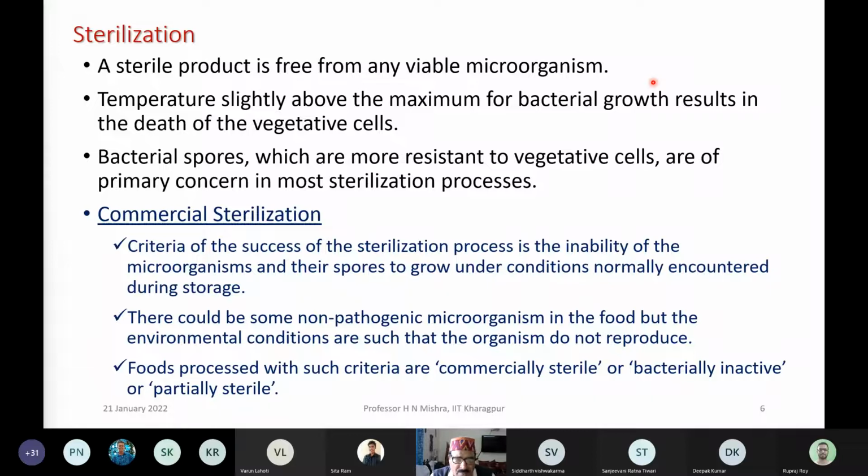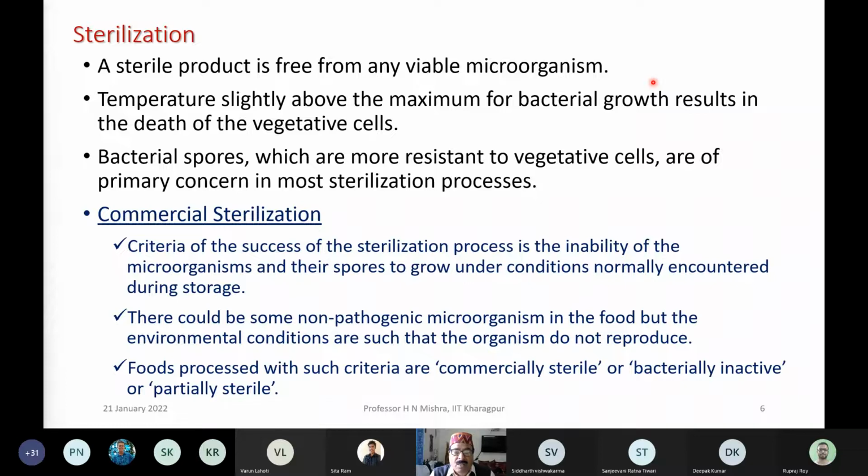So you know that a temperature slightly above the maximum for bacterial growth results in the death of the vegetative cell. Suppose a bacterium needs a maximum of 40 degrees for its growth, then if you increase the temperature to 50 degrees or more, the bacteria will die. So a temperature slightly above the maximum for the growth of the microorganism results in its death. And it is basically denaturation, destruction of the protein, because in most of these microorganisms the protein system gets denatured and their growth activity ceases. Okay, so death occurs.